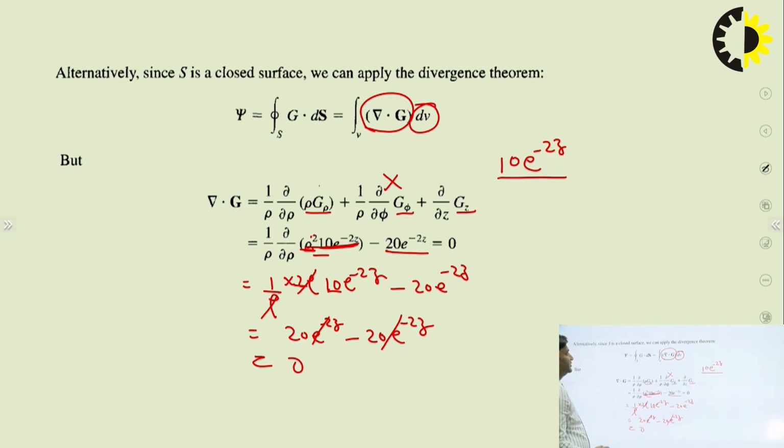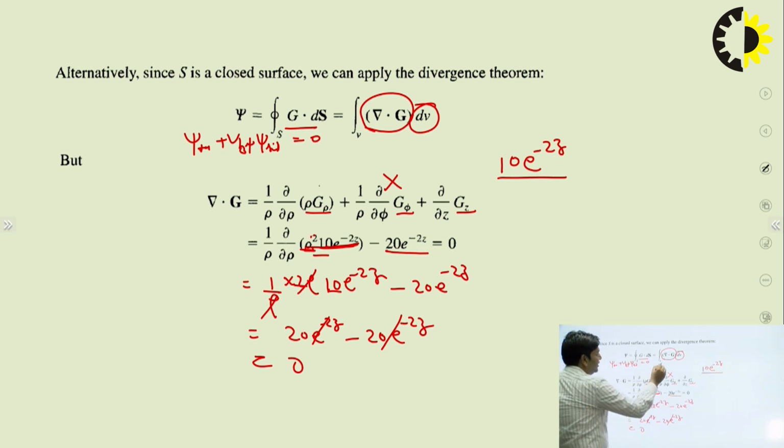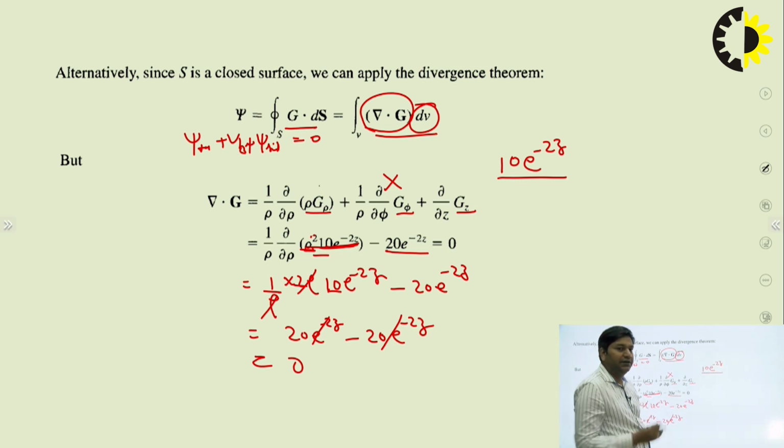Hence, we can say g dot ds is also equal to 0. We have to calculate the total outward flux through the top, bottom and side, which is also equal to 0, and del dot g into dv is also 0. So, that means we can say the divergence theorem is verified.